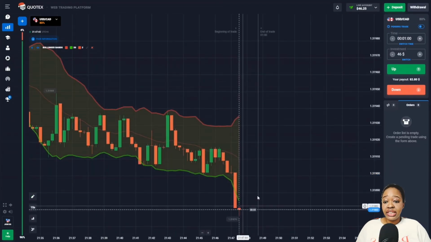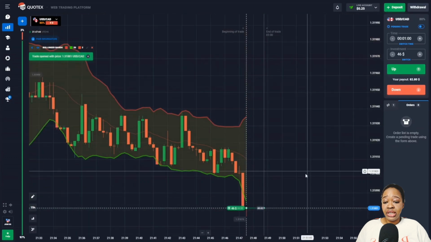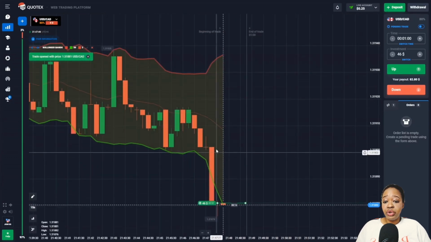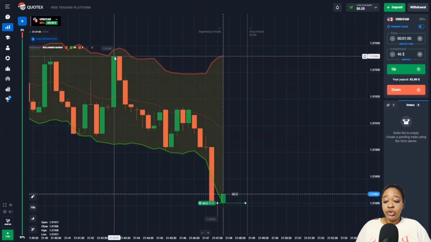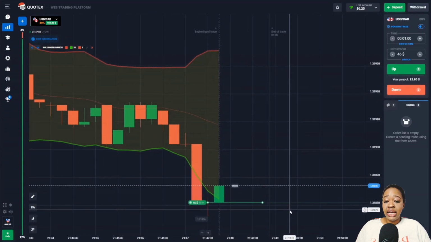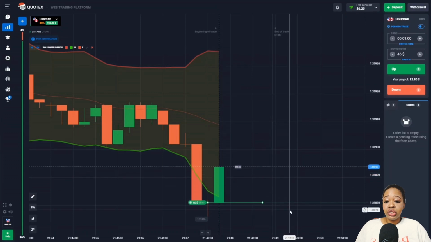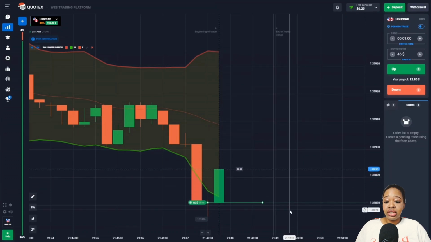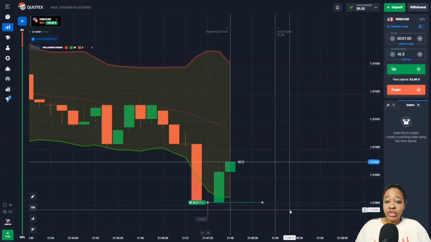Here you can see that there is a large red candlestick that crossed the green zone during the decline. So here I'm going to be opening a trade up. You can see that after such a large red candlestick and a prolonged decline, the price should start to return to its indicators. That's why I'm going to wait and see how this trade closes.